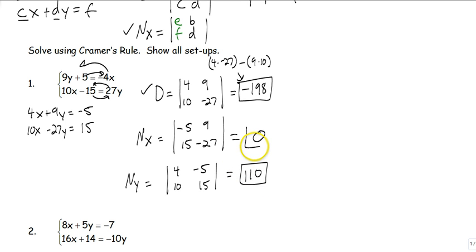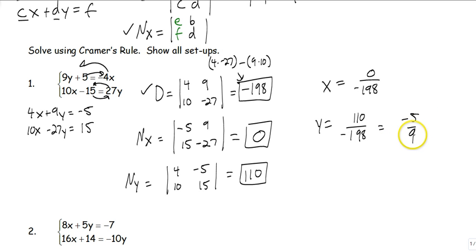Okay? So those are your three determinants. And then finally, to get our coordinates, x equals 0 over negative 198. It's N sub x over D. And y equals 110 over negative 198. And I should be putting negatives with my 198s. Which, when you simplify, is negative 5/9. So the solution to this system is (0, negative 5/9). And we're done. We just use determinants, find the three different determinants, and then it's N sub x over D, N sub y over D, and those are your two points. And you're done.